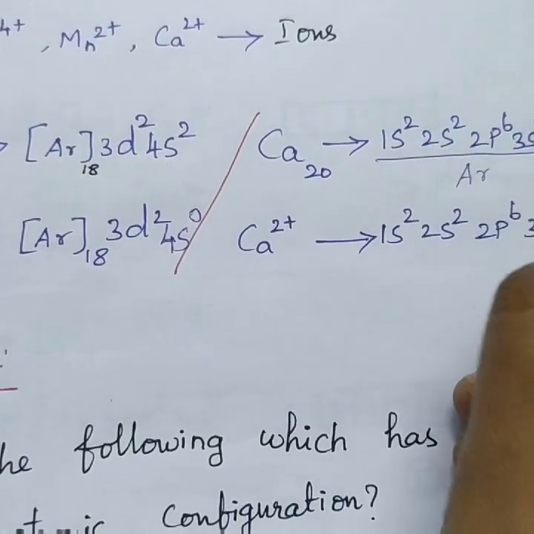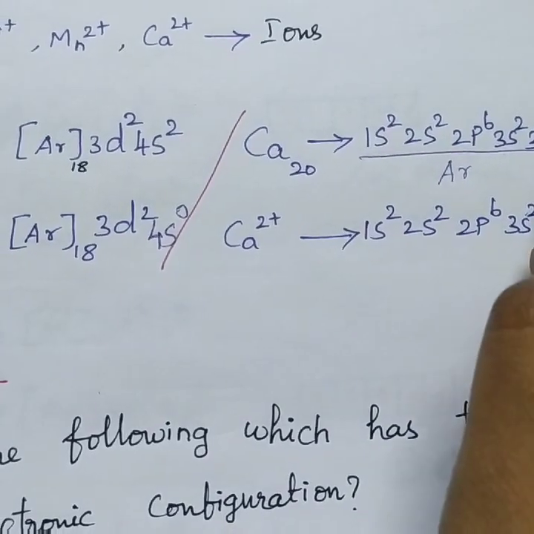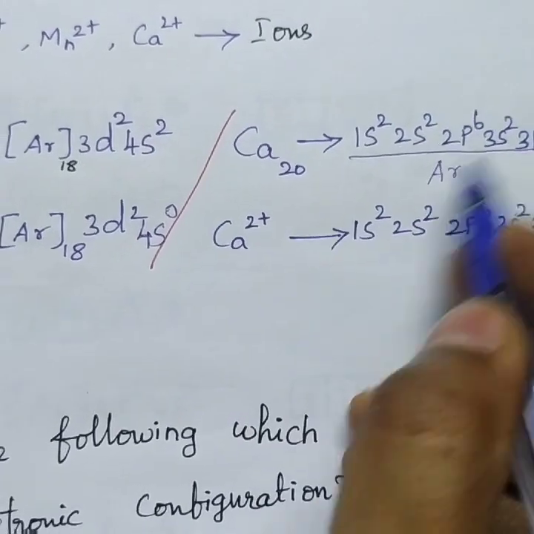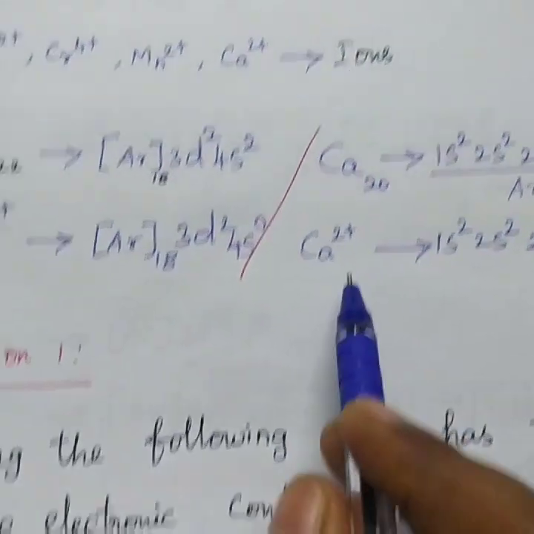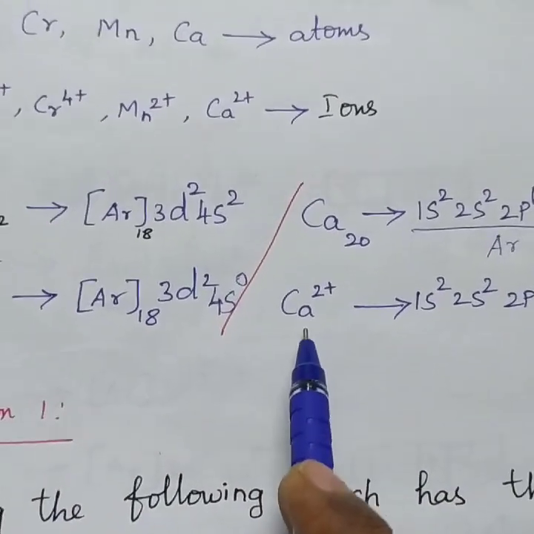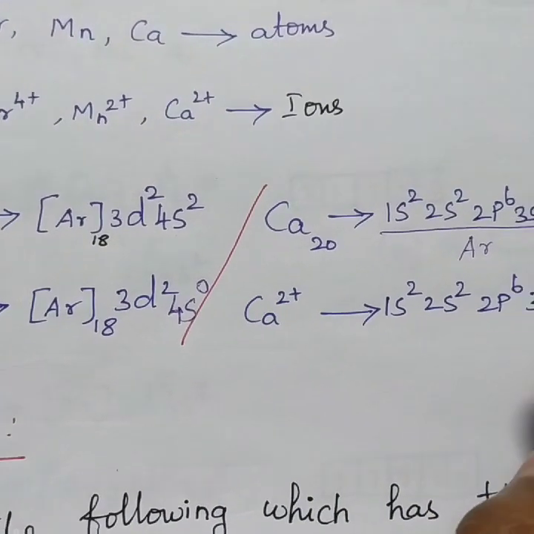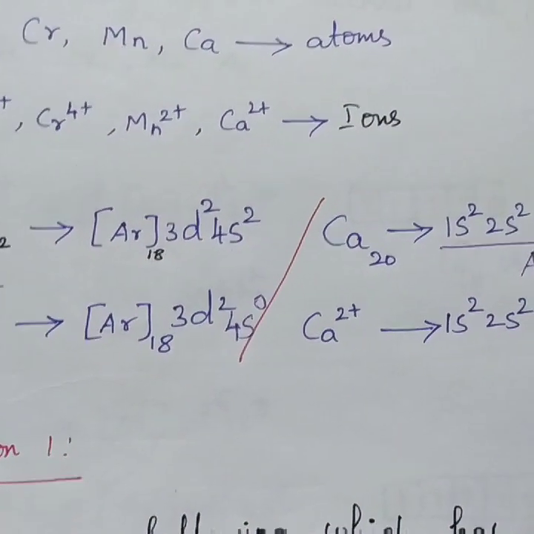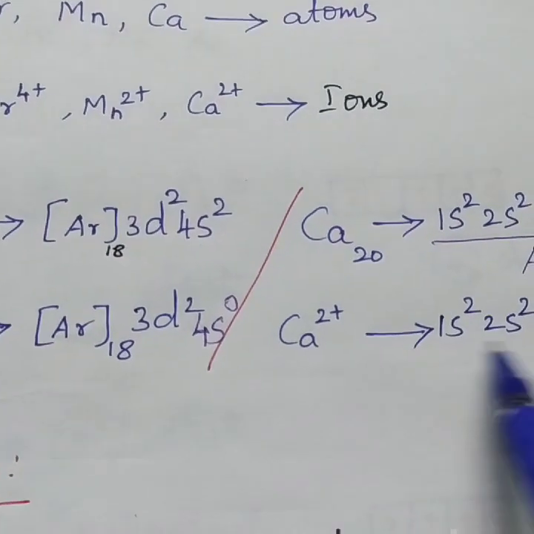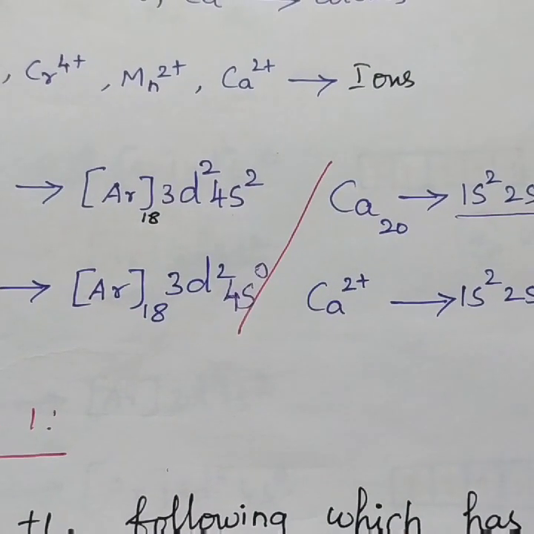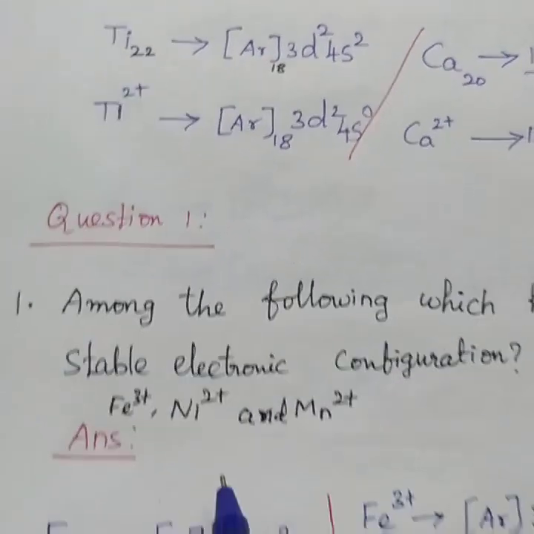You can write this configuration fully, or instead you can write argon; that is also enough. Then after the 18 electrons, the remaining 2 electrons go to the next orbital, 4s2. Now, to write the electronic configuration for calcium 2 plus, you remove 2 electrons from the last shell, here 4s2. If I remove the 2 electrons, the s shell is cancelled, so the remaining configuration is written until 3p6. Likewise you can write the electronic configuration for ions.